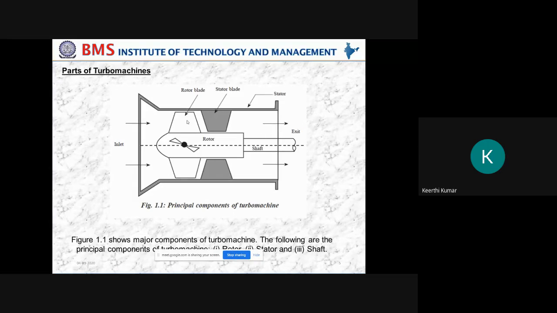Once the fluid is flowing over the blade, the blade starts rotating. After rotating, the fluid has to go out. To take its path, it will pass through the stator blades. These stator blades are fixed to the outer casing. This is called the casing, or the other name for the casing is the stator. This is called a stator blade, which is fixed. It will not rotate.